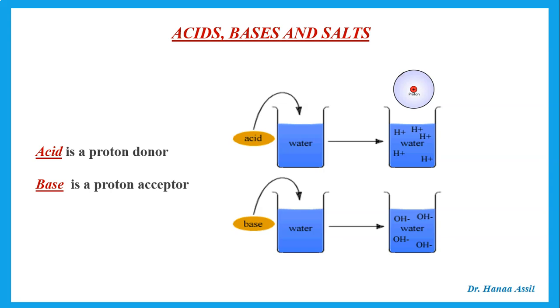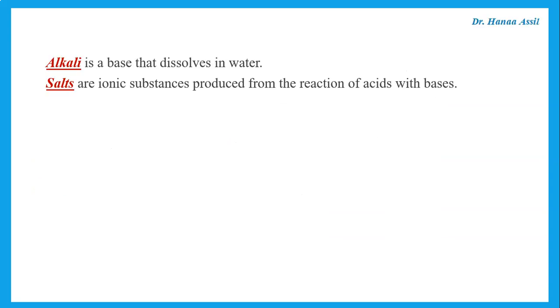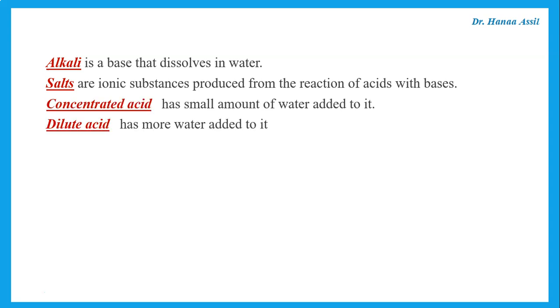A base is a proton acceptor, and when we dissolve it in water, it gives OH-. So if we say which ion causes the solution to be a base or an alkali, it is the presence of the OH- ion. So an alkali is a base that dissolves in water. Now, when acids react with bases, what comes out is called a salt. So salts are ionic substances produced from reaction of acids and bases.